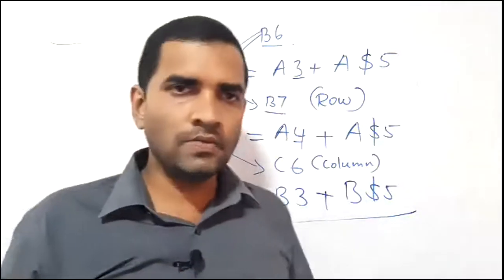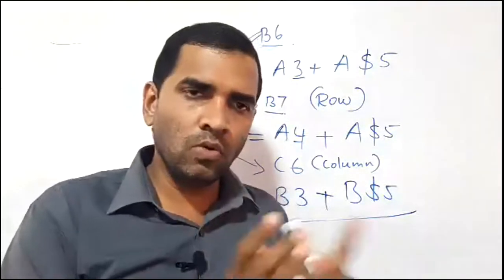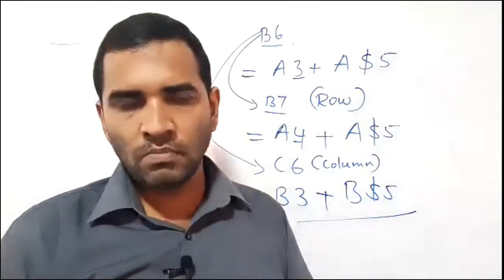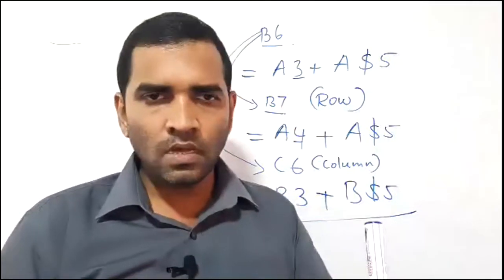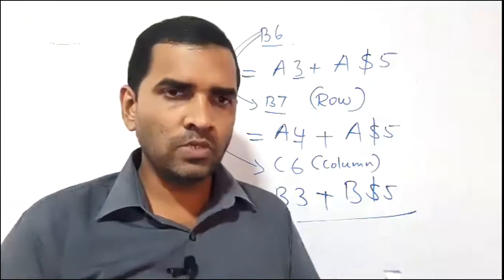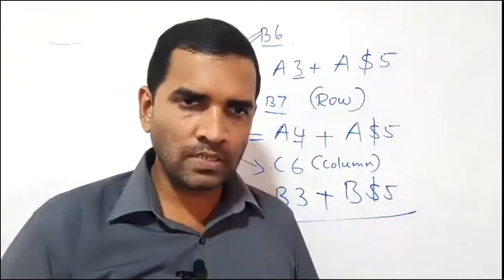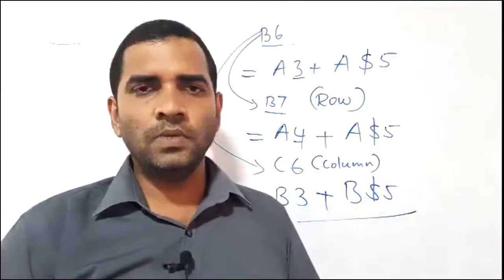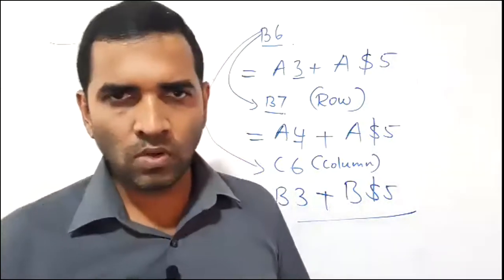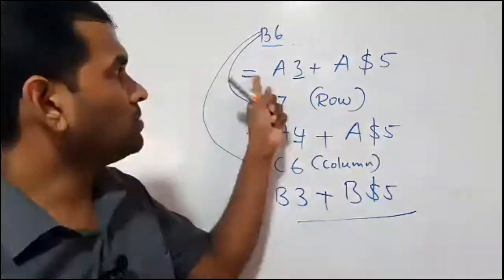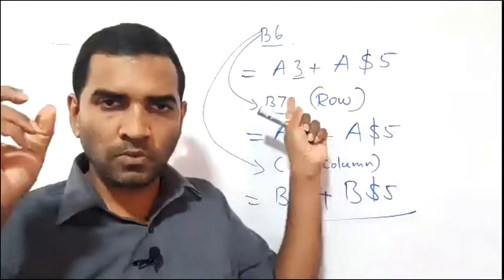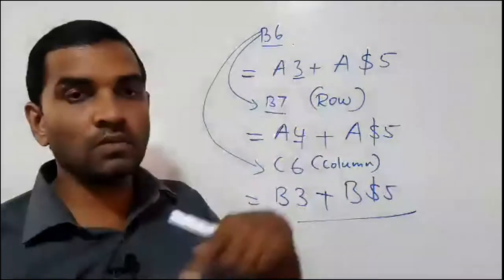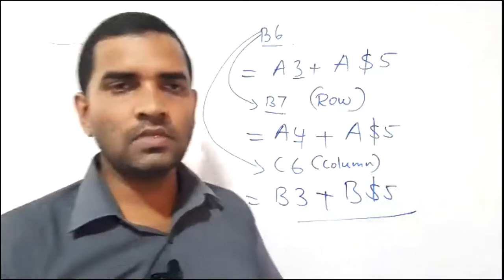If it is a relative cell address, both column and row can be changed, but it depends on the situation. If you are copying to the next row or another row, the row changes. If you are copying the formula to the next column, the column changes. So there is a possibility of changing both column and row. That is relative.